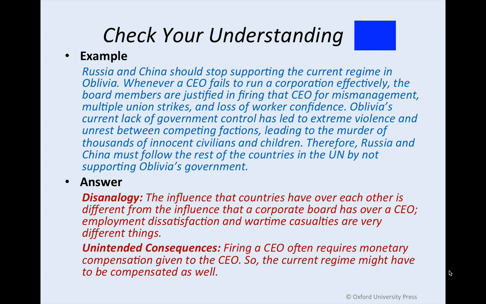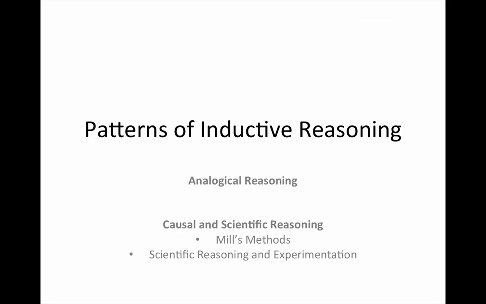The disanalogy is that the influence countries have over each other is rather different from the influence that a corporate board, for example, has over a CEO. Employment dissatisfaction and wartime casualties are not at all the same things. In addition, the comparison has the following unintended consequence. Firing a CEO often requires monetary compensation given to that CEO. So, it would seem on the basis of this comparison that the current regime that is put out would have to be compensated as well. I hope this brief introduction to analogical reasoning is helpful to you as you work your way through the chapter and its exercises.